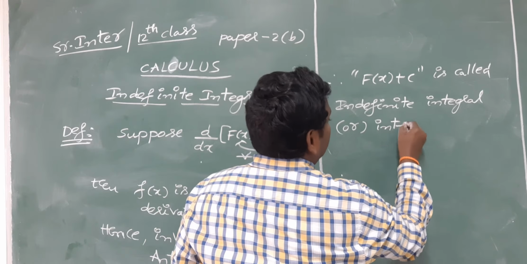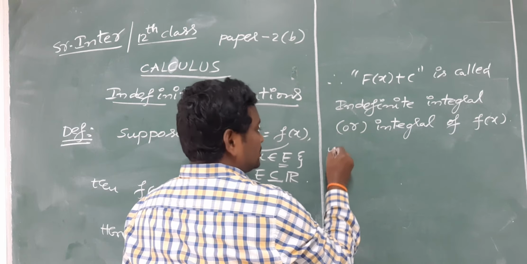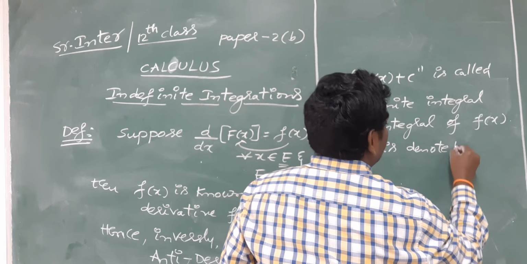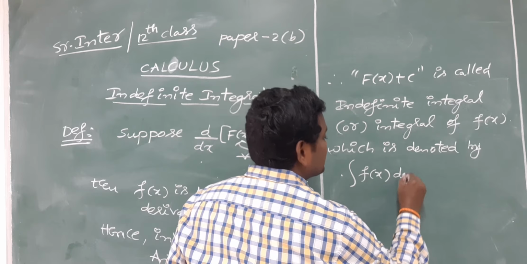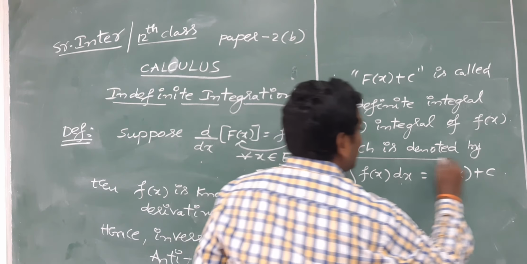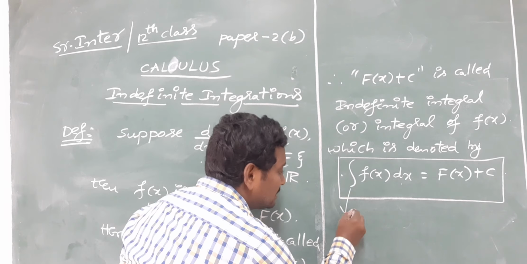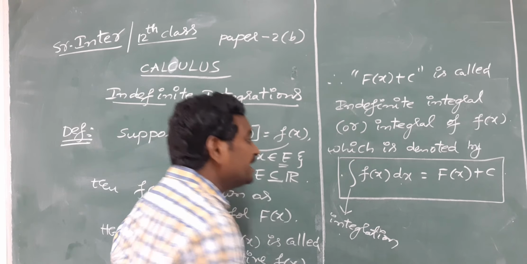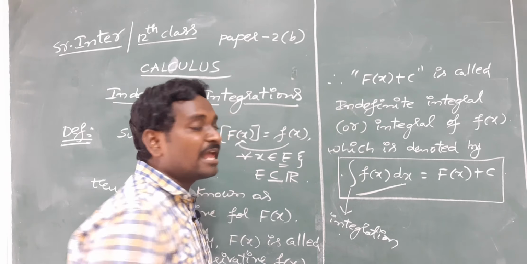Integral of small f of x is denoted by integral f of x dx equals capital F of x plus c. This is the symbolic notation of integration. This symbol is known as integration, and you should read it as integral f of x dx.